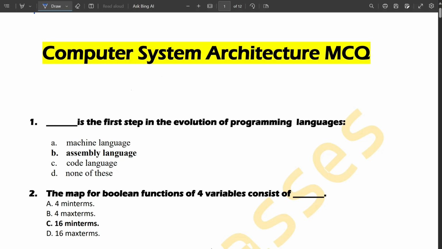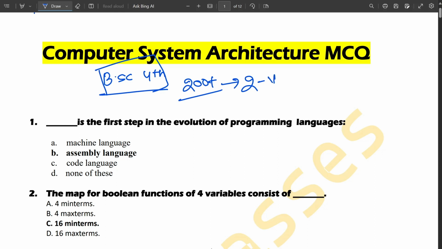So welcome to BMC classes, and this is our third lecture. We are discussing computer architecture. This is also a subject in BSc fourth semester, and it will be very important for BSc examinations. We have discussed more than 200 questions in our previous two videos, so you can go on our channel and see them.